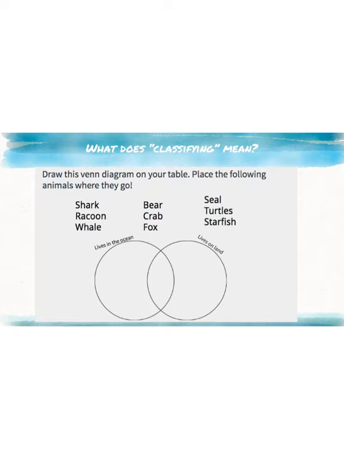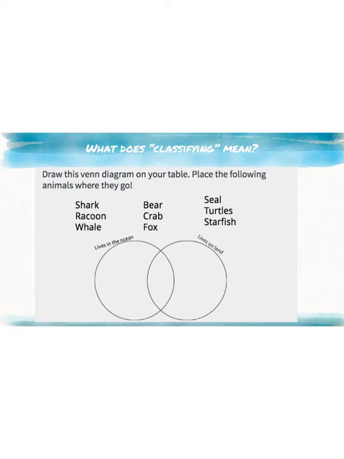I want you to think about these 9 animals and whether or not they live in the ocean or they live on land. Go ahead and pause this video and determine where they would go. You can draw a Venn diagram if you would like.